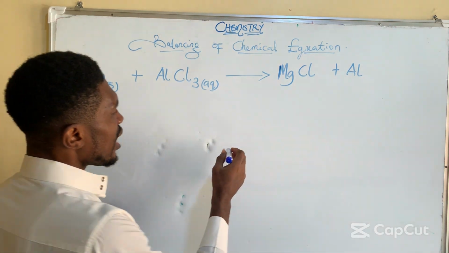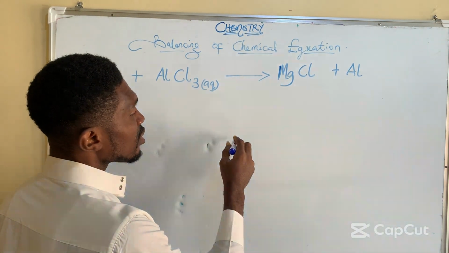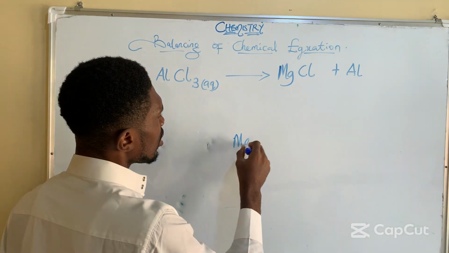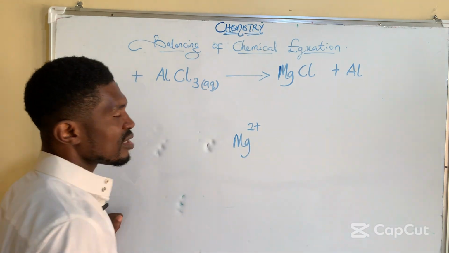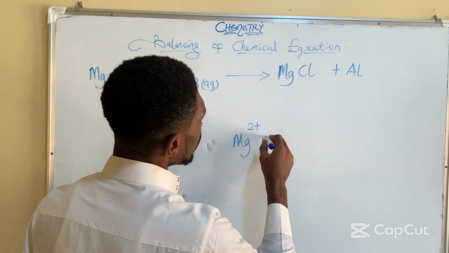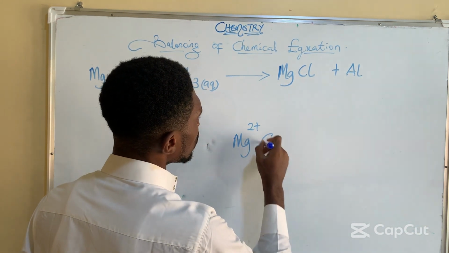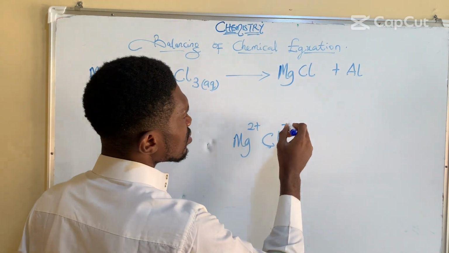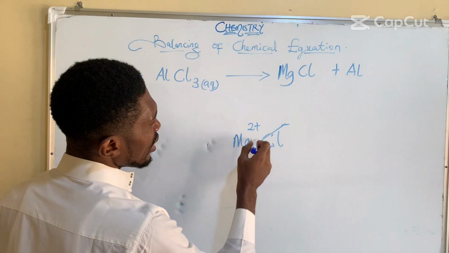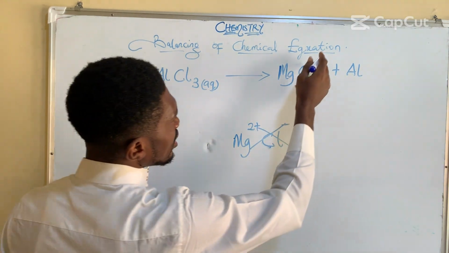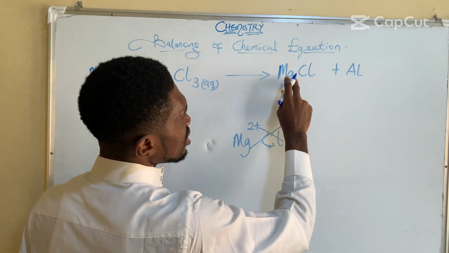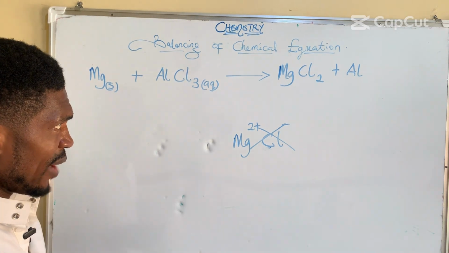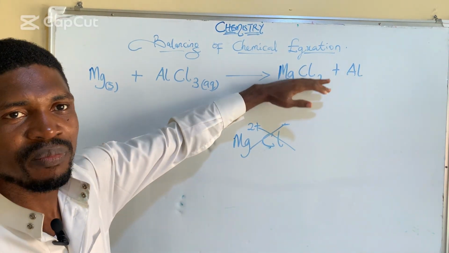How do we know? You only know if you have knowledge of the oxidation states of elements. Here we have magnesium. Magnesium is in group 2, so it has an oxidation state of 2. And here we have chlorine, which is in group 7, so it has an oxidation state of -1. Now, the 1 will come down here and the 2 will come down here. If 1 comes down, you don't need to write 1; it's not necessary. So you have 2 here. Alright, so this is the right way to write magnesium chloride.